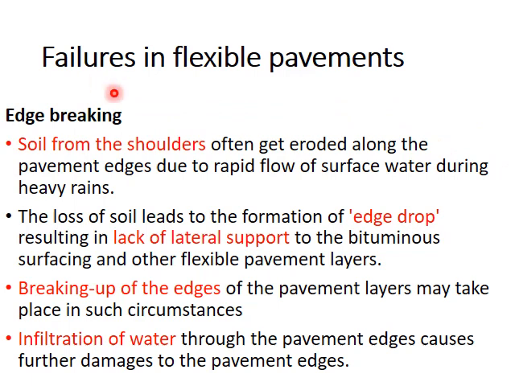Next is the edge breaking failure in flexible pavements. The two edges of the pavement are supported by the shoulders. So soil from these shoulders gets eroded due to flow of water during rains. The rain which falls over the pavement will run off or get drained onto the shoulder surface, and the soil from the shoulder is eroded or removed. So this soil which gets removed causes a formation of edge drop, that is soil from the shoulder is removed, so shoulder level goes down.